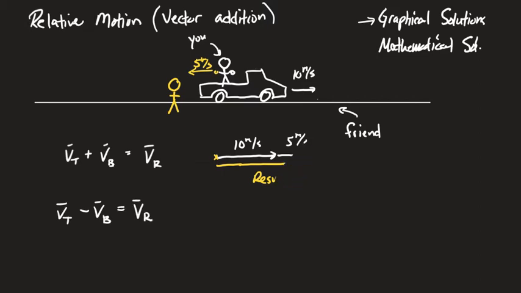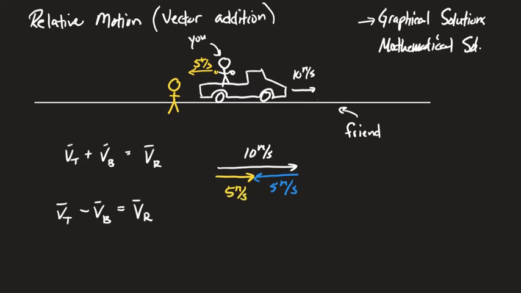So under this circumstance, I'd have the 10 meters per second representing the truck, and then the 5 meters per second representing the ball. The result is that the ball is still moving forwards at 5 meters per second. That is the resultant velocity of the ball. The ball wasn't thrown fast enough to compensate for the fact that the truck is moving forwards.